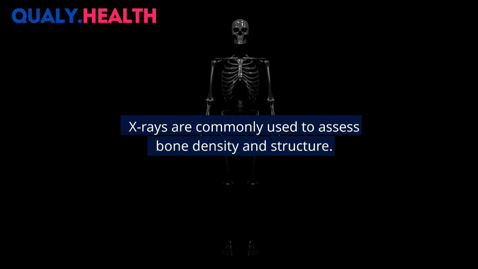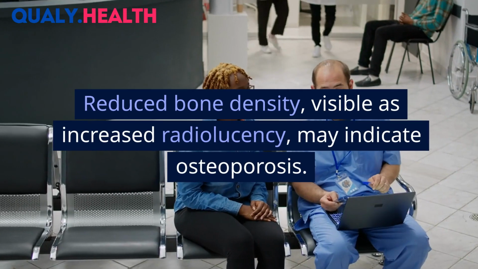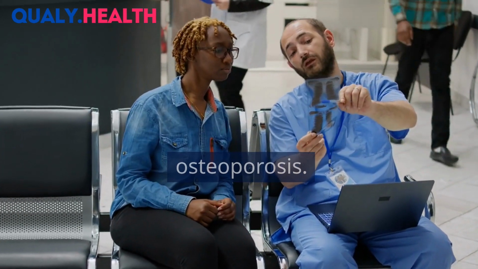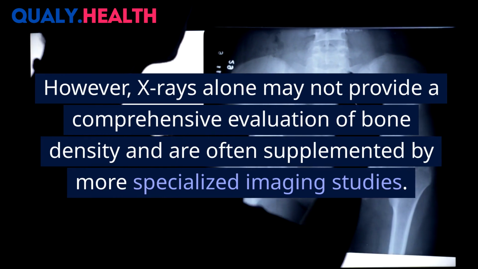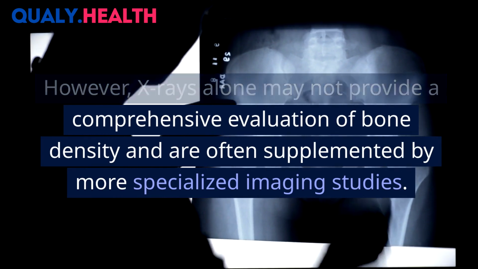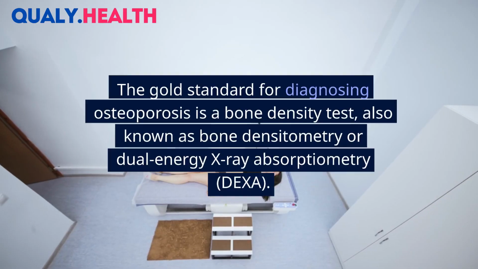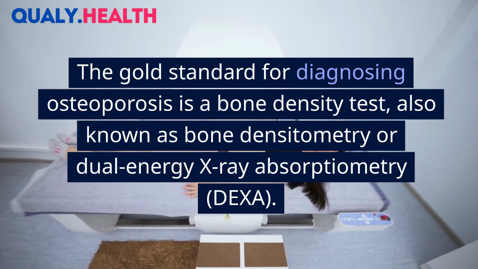X-rays. X-rays are commonly used to assess bone density and structure. Reduced bone density, visible as increased radiolucency, may indicate osteoporosis. However, X-rays alone may not provide a comprehensive evaluation of bone density and are often supplemented by more specialized imaging studies.